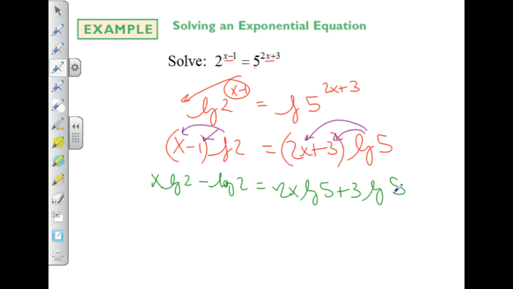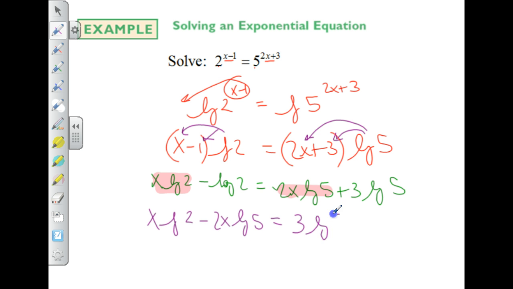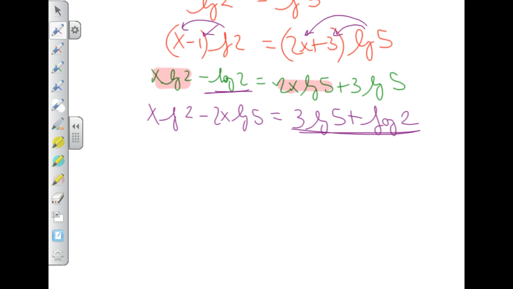Jeez. So I'm going to try to get these x's. I hope I'm doing this the easiest way. I'm going to try to throw these x's on the same side. So x log 2 minus 2x log 5 is equal to 3 log 5. I'll add this to both sides, plus log 2. This is just some creepy decimal, which my calculator will do.